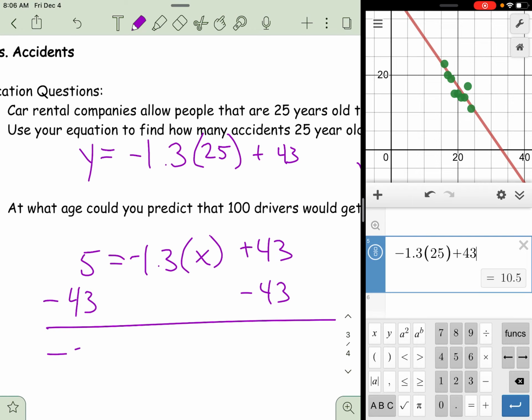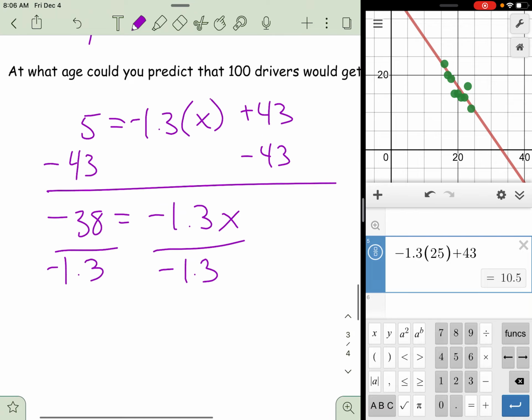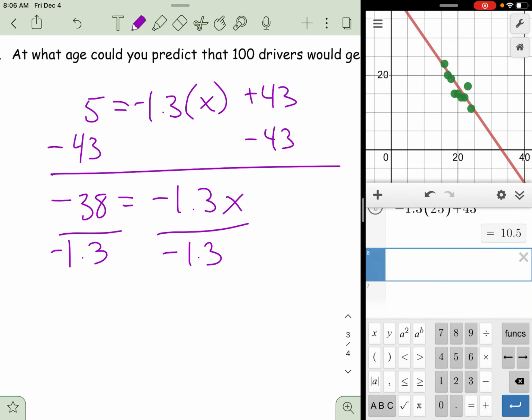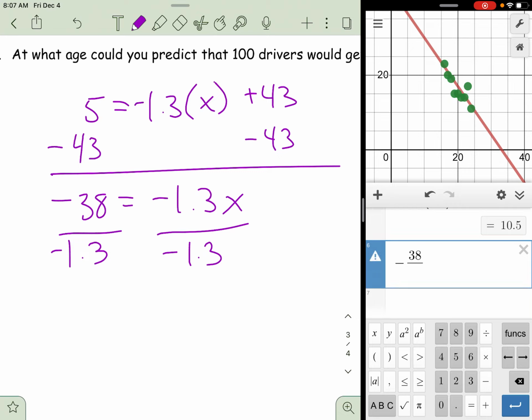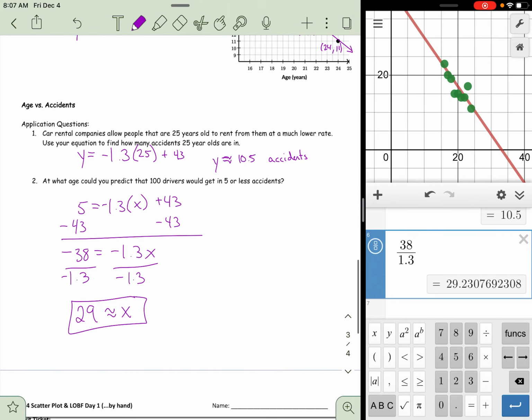So negative 38 equals negative 1.3x. And then divide by negative 1.3 to get x by itself. And this is going to tell us what age that's most likely to happen, that there'll be only 5 accidents at that age. They'll only have 5 accidents registered for this age group, I mean. Oh, and a negative over a negative is a positive, right? So it'd be about 29. 29 years old. Okay, would be 5 total accidents registered.